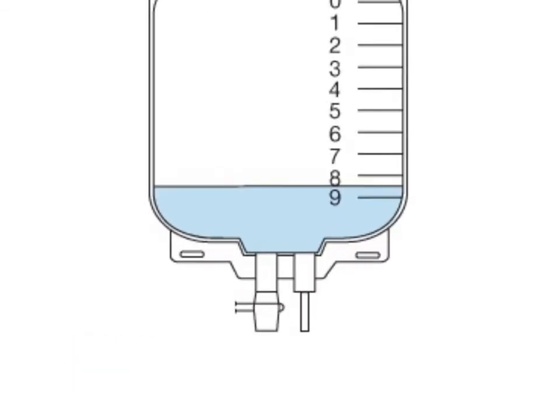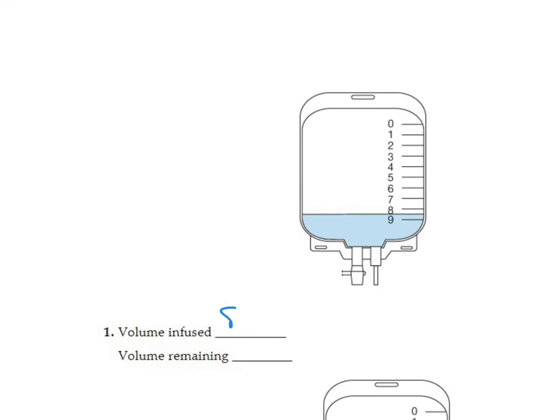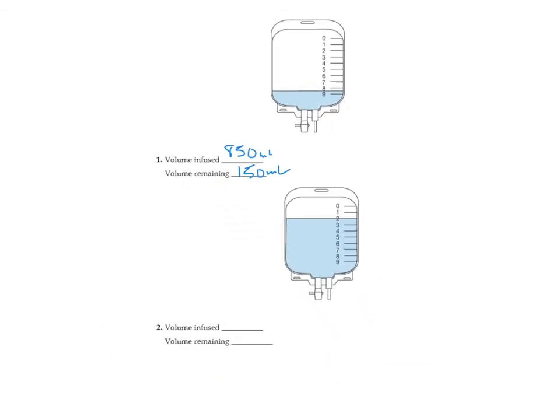Like on number 1 here, it looks like it falls about halfway between the 8 and the 9. Keep in mind, 8 and 9 actually mean 800 and 900. So halfway between 800 and 900 would actually be 850. So we have given 850 milliliters to this patient. Since a filled bag was 1,000 milliliters, 1,000 minus 850 means that there are 150 milliliters still remaining in the bag. It's important to know how much is still remaining so we know what needs to be given to the patient.